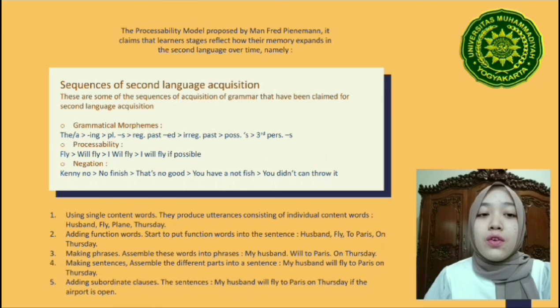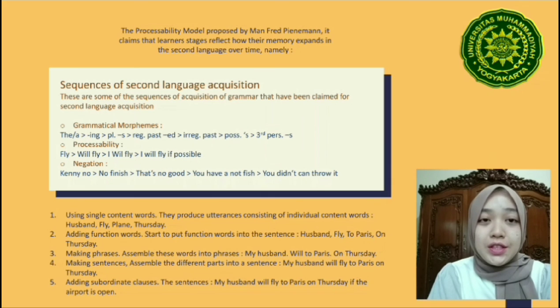These are some of the sequences of acquisition of grammar that have been claimed for second language acquisition. Here is the explanation of each stage, which shows the learner's increasing capacity to process crucial elements of the sentence. The first stage is using single content words. At the outset, their small memory capacity means that learners are only able to process one word at a time. So they produce utterances consisting of individual content words, like husband, fly, plane, and Thursday.